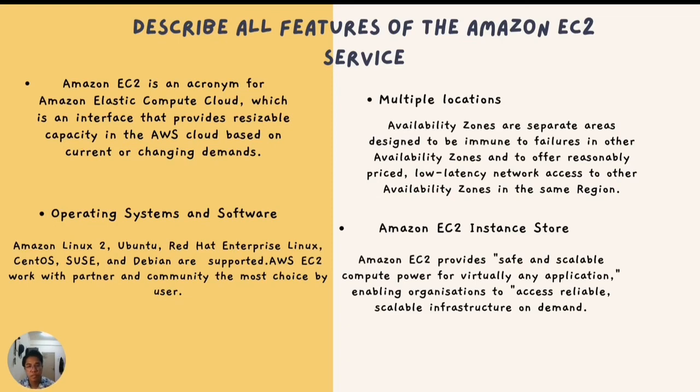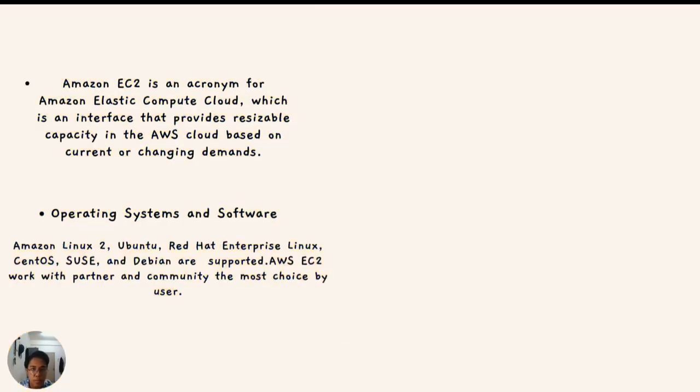The last feature is operating system and software. Amazon Machine Images (AMIs) are preloaded. Amazon Linux 2, Ubuntu, Red Hat Enterprise Linux, CentOS, SUSE, and Debian are supported. AWS EC2 works with partners and the community, the most chosen by users.